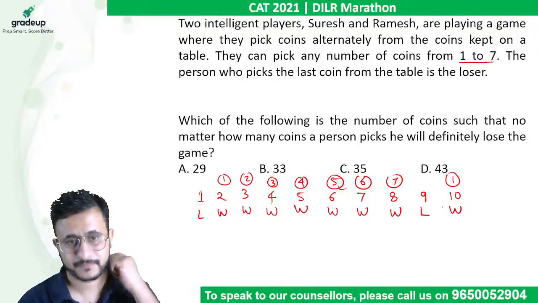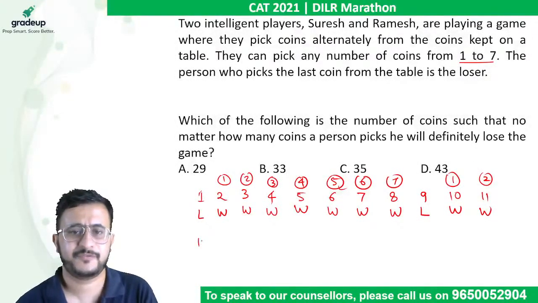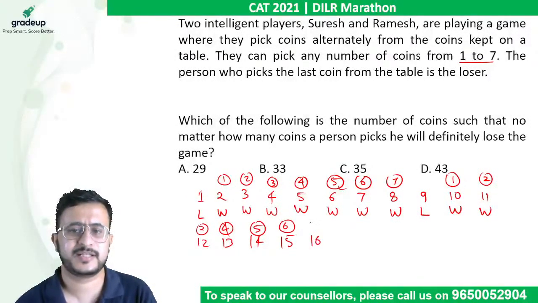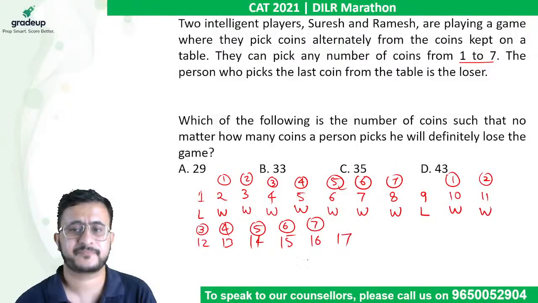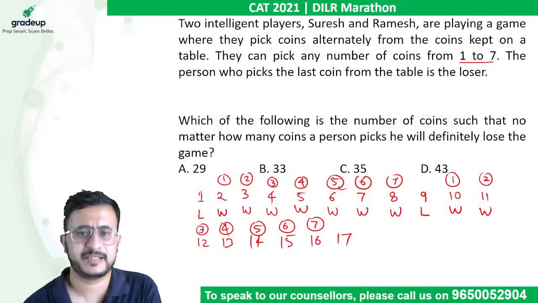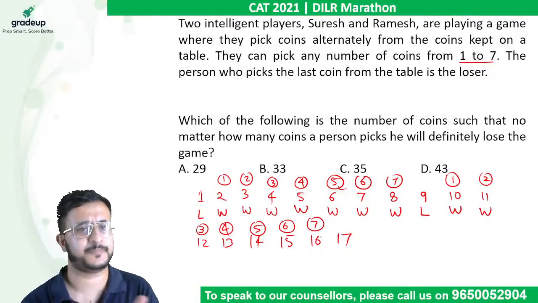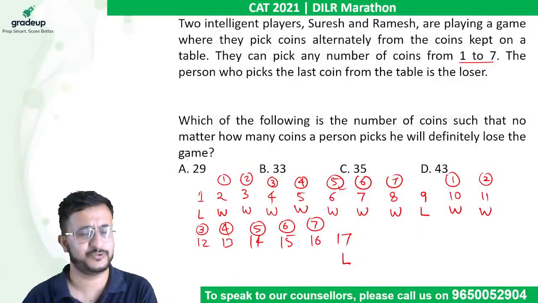Okay? Right? So now if 11 coins are there, I will again win. I'll pick 2 coins. If 12 coins are there, I'll pick 3. 13 are there, I'll pick 4. 14 coins, I'll pick 5. 15, I'll pick 6. 16 coins, I'll pick 7. Right? Now when there are 17 coins, I will leave the table with these number of coins and the other person will win the game. So 17 I will lose. Okay, 17 I will lose again.